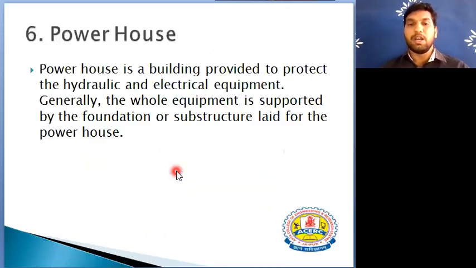Now the next one is the powerhouse structure. The powerhouse structure is basically a building which is provided to protect the hydraulic and electric equipment like the generator and hydraulic equipment, we can say these large size turbines. These are protected with a covering structure which is known as the powerhouse. Sometimes a foundation is also provided to support the heavy or large equipment. So this is all about the powerhouse.